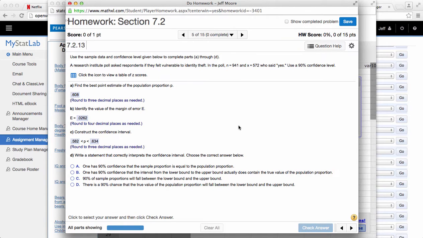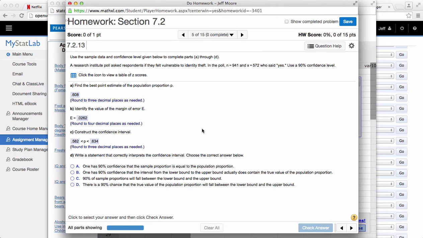We are now to write a statement that correctly interprets the confidence interval. Let's first interpret this in our own words and then look at which of these selections is appropriate. This confidence interval tells us that we can be 90% confident that the actual population proportion of people who feel vulnerable to identity theft is between 0.582 and 0.634.